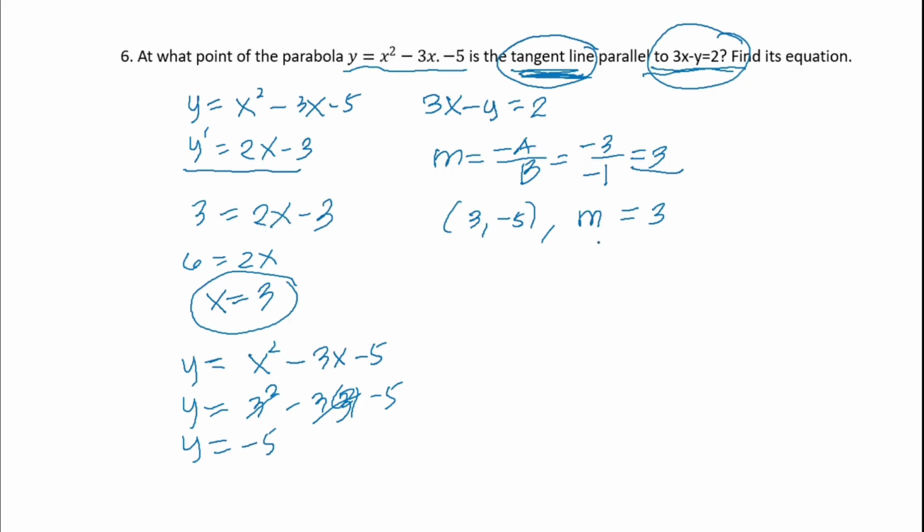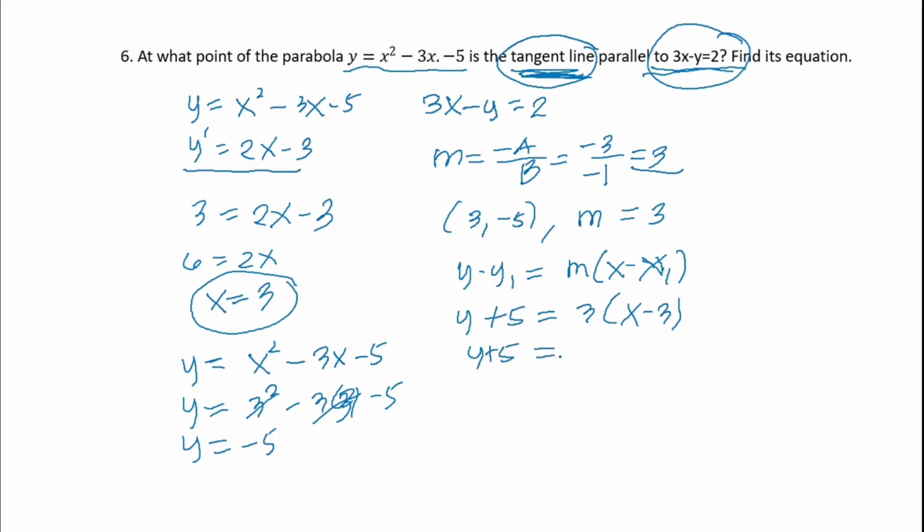Okay, so to get the tangent line parallel to this part, 3x minus y is equal to 2. y minus y sub 1 is equal to m times x minus x sub 1. So y minus 5, that is plus 5, is equal to 3 times x minus 3. So y plus 5 is equal to 3x minus 9. So equated to 3x minus y minus 9 minus 5 is equal to 0.